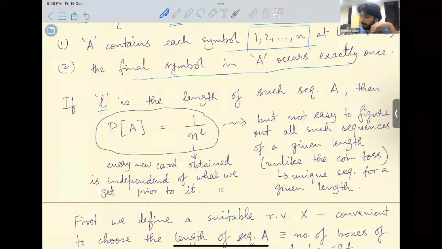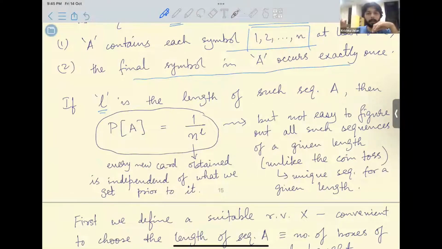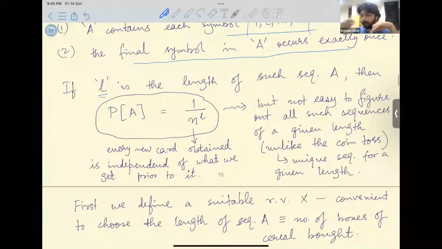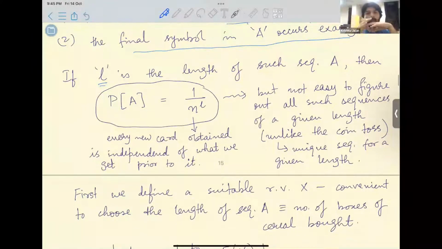So this probability of A is 1 by n to the power L, because each of the events occurs independently. What I will get in the next box is independent of what I have currently obtained. So the probabilities just multiply. Each event is independent. But unlike our previous case, we had a very simple thing, right?